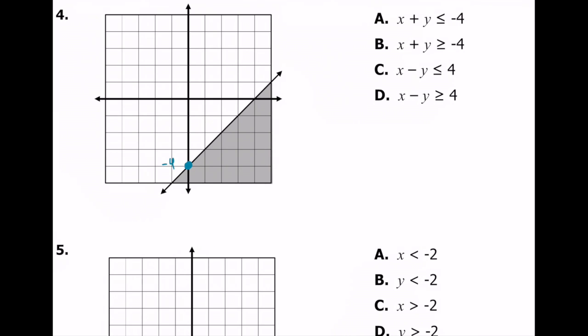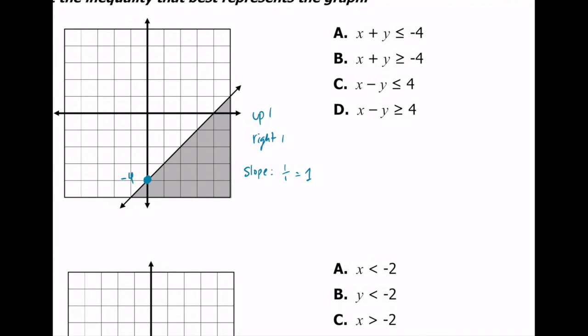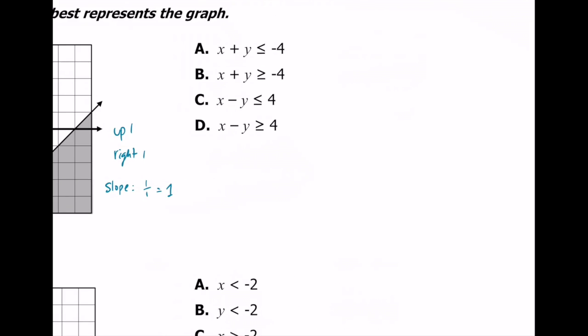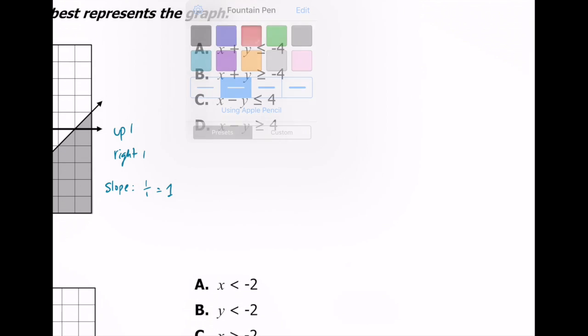And let's take a look at our slope. You can always go up 1 box and to the right 1 box to get to the next point. So if we're always going up 1 and to the right 1, that means that our slope is 1 over 1, which is the same as 1. So we want to find an equation that matches this, something that has a y-intercept of negative 4 and a slope of positive 1. So let's go ahead and put these into slope-intercept form. That's the easiest way to determine what this is going to be.